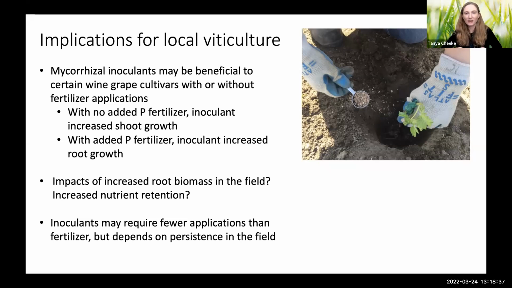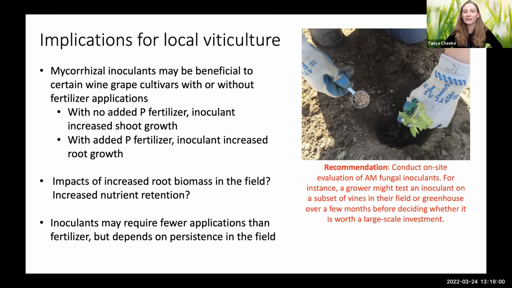And one thing about inoculants is they may require fewer applications than fertilizer because theoretically, once you add them to the soil, and if they associate with the plant, they're going to be propagating themselves as long as nothing kills them. But it also depends on whether they can persist in the field because there are also the resident fungal organisms. And so that's sort of an open question of if you add these to the field, how long do they persist? How do they compete with resident soil organisms?